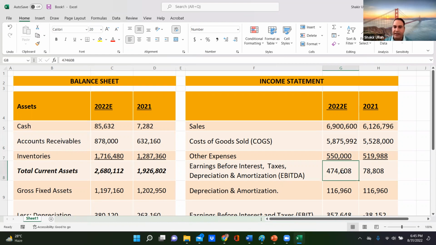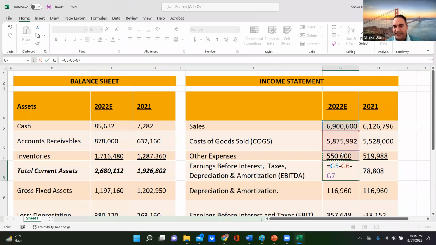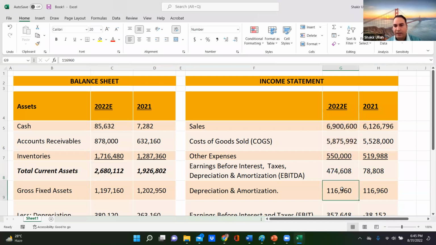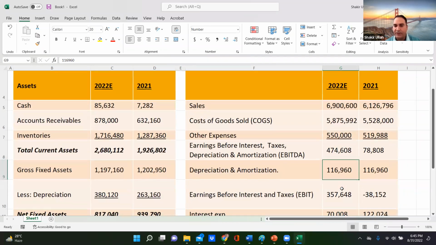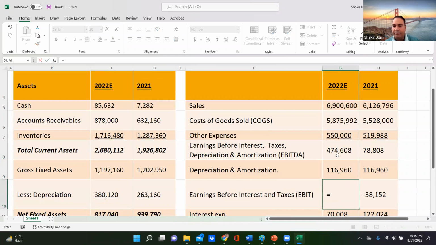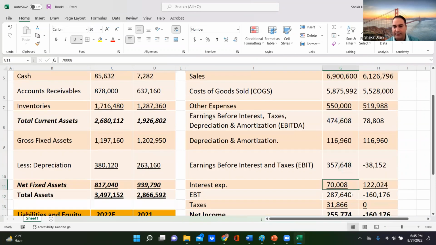This number, EBITDA, which is earnings before interest, taxes, depreciation, and amortization, will be equal to revenue minus the cost of goods sold and minus other expenses. So we get EBITDA. Then we write down depreciation and amortization, and EBIT will be equal to the EBITDA minus depreciation and amortization. So we get that number.